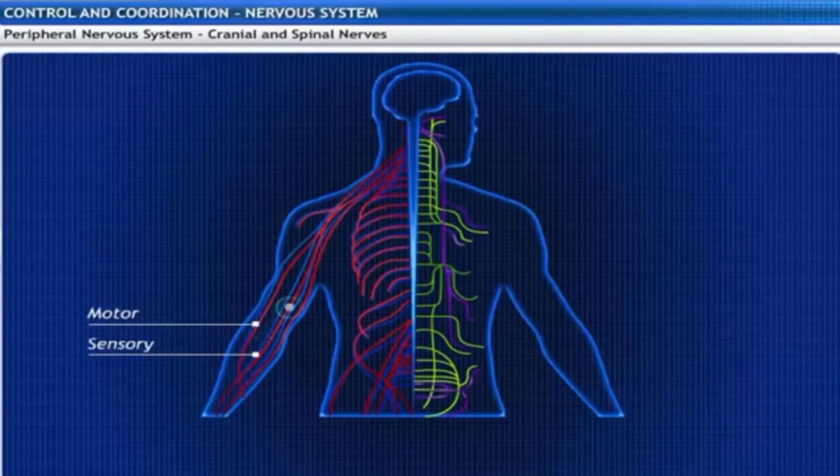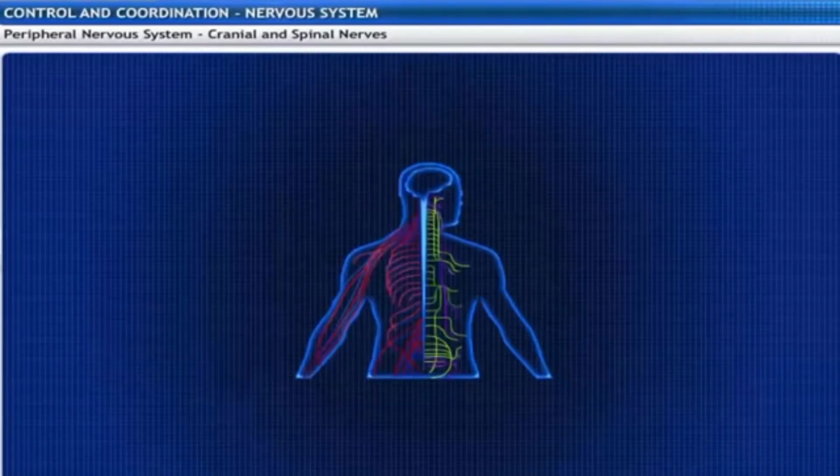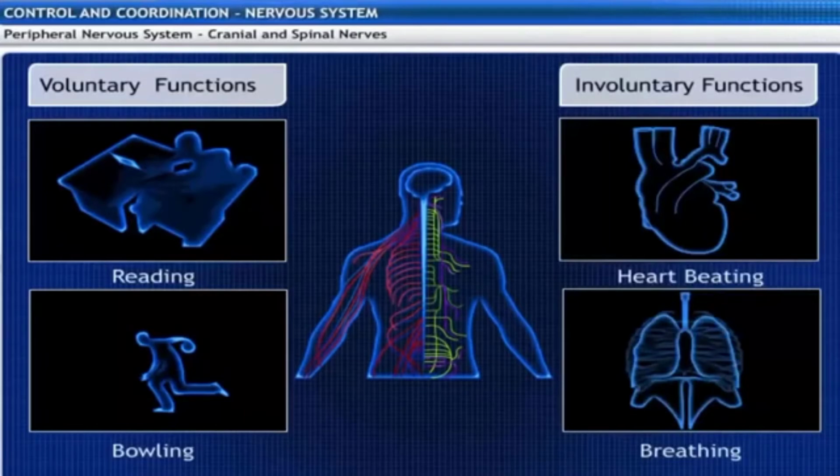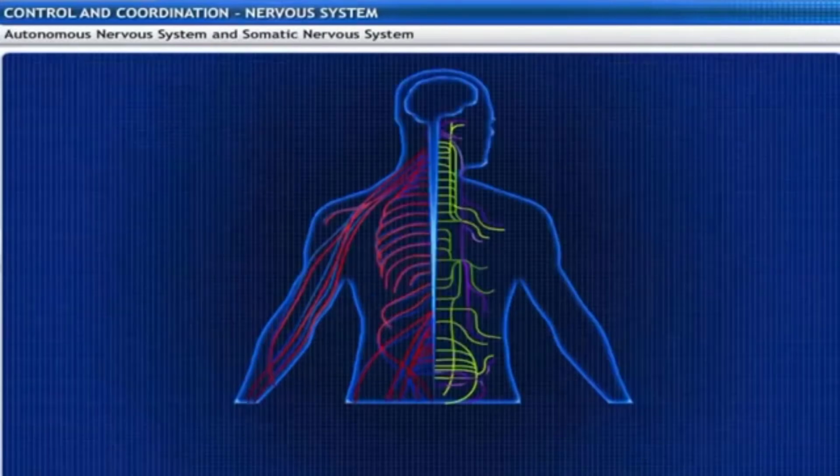The peripheral nervous system receives as well as transmits impulses. The former is carried out by sensory nerves, and the latter is carried out by motor nerves. Motor nerves control both voluntary and involuntary functions.